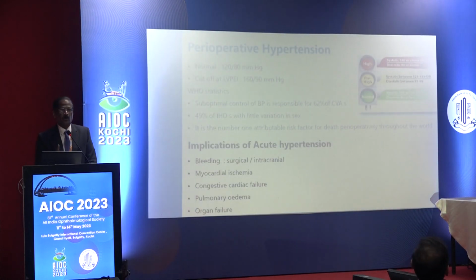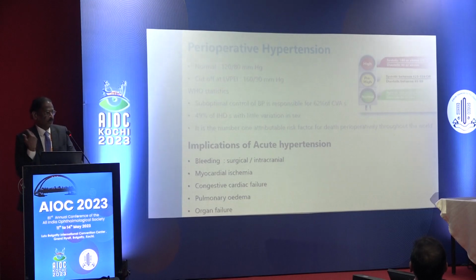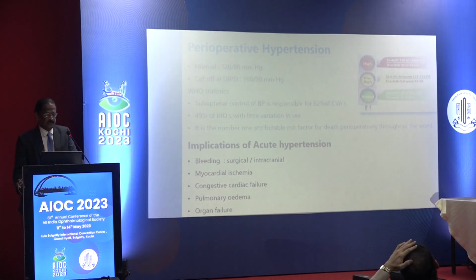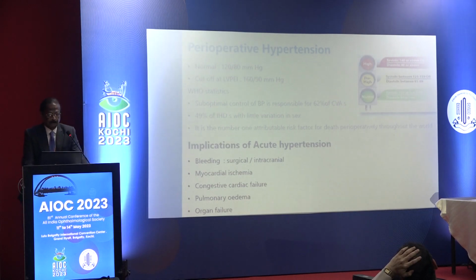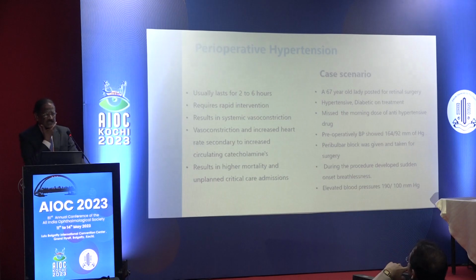Hypertension, this is the emergency we are facing in our institute. Maybe this may be the same in all. The normal value, I don't know if these are the parameters every institute takes. We at LVP take the cutoff value as 160 by 90, and WHO statistics show that the number of attributed risk factors for death perioperatively throughout the world is because of the perioperative hypertension that comes across. And usually this lasts for 2 to 6 hours, requires rapid intervention, and results in systemic vasoconstriction.